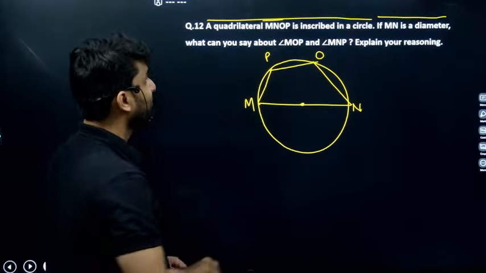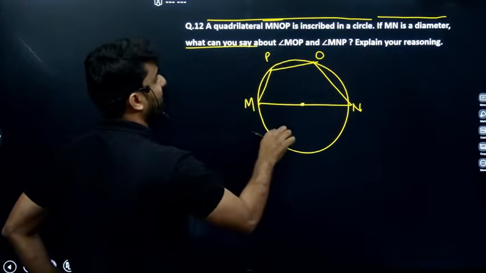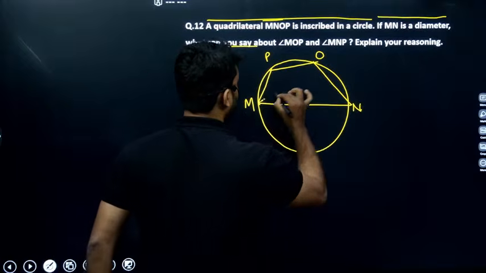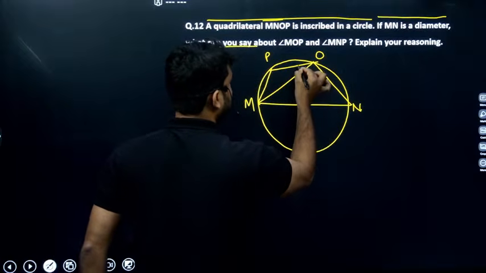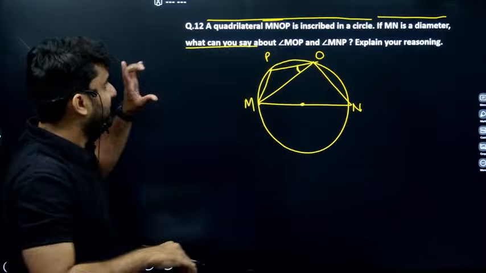Right? Okay. If MN is the diameter, what can you say about angle MOP? Where is MOP? This angle. And angle MNP. Where is MNP?